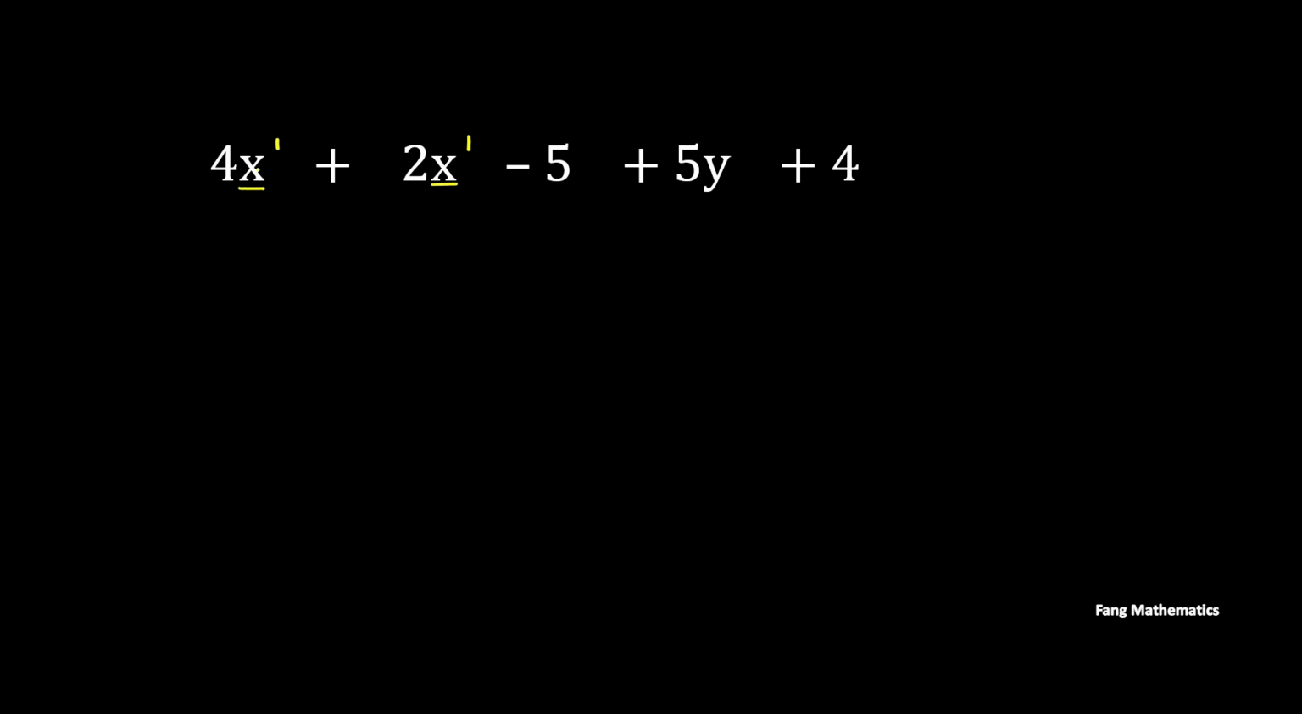You can think of this x as an apple. You have four apples plus another two apples. How many apples would you get? You get six apples. Or if you perform it mathematically, you factor out the x because I have x in common in these two terms. So I factor out the x and perform the addition inside the parentheses. So 4 plus 2.